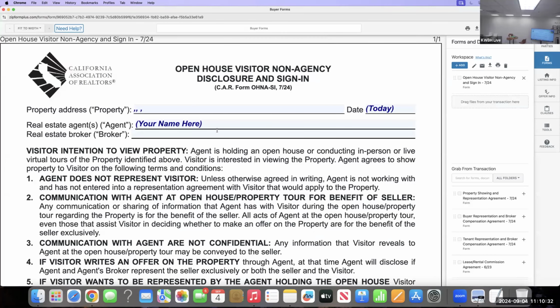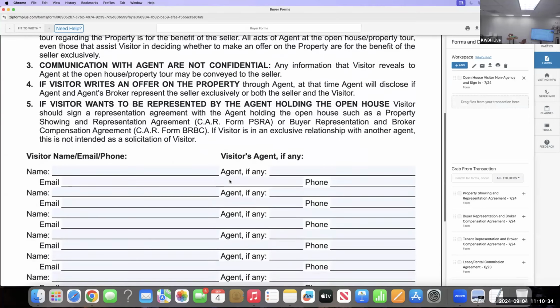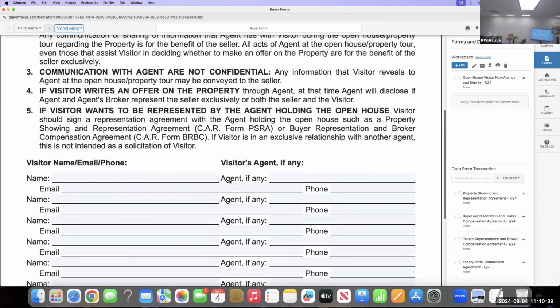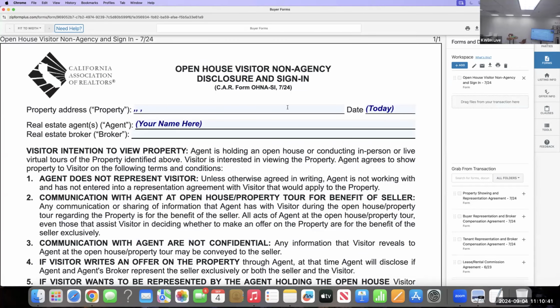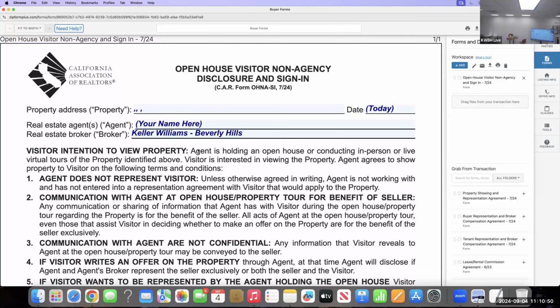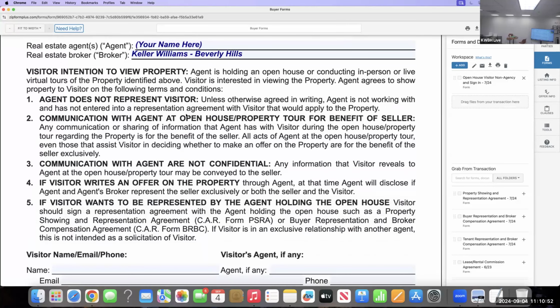Okay, so this one, basically, you need to have this 100%, this is your sign-in sheet at your open house. So you'll put the property address in there. You'll put Keller Williams, Beverly Hills here, right? Keller Williams, Beverly Hills, you'll put your name up there. And this is basically just saying the agent does not represent the visitor. Communication with the agent is for the benefit of the seller. It's just putting the buyer on notice that anything they say to you could be used against them.